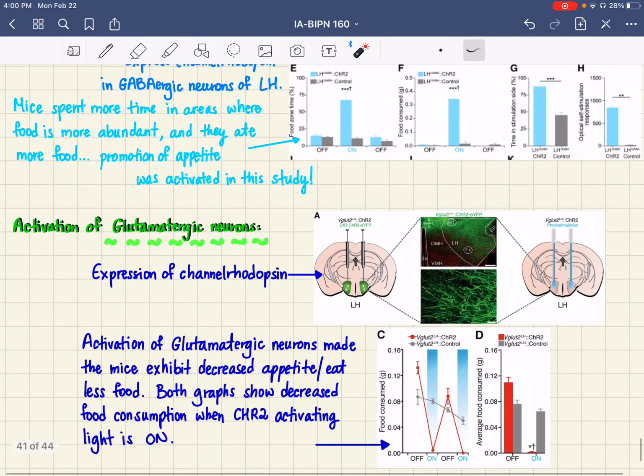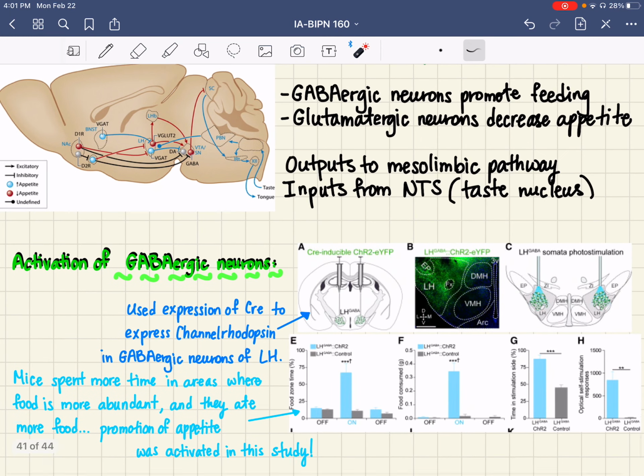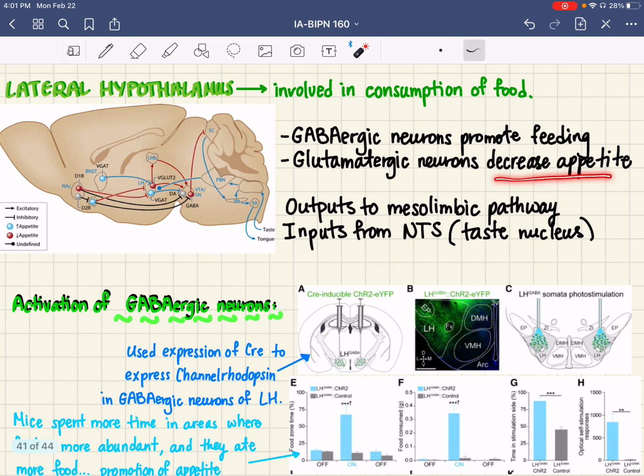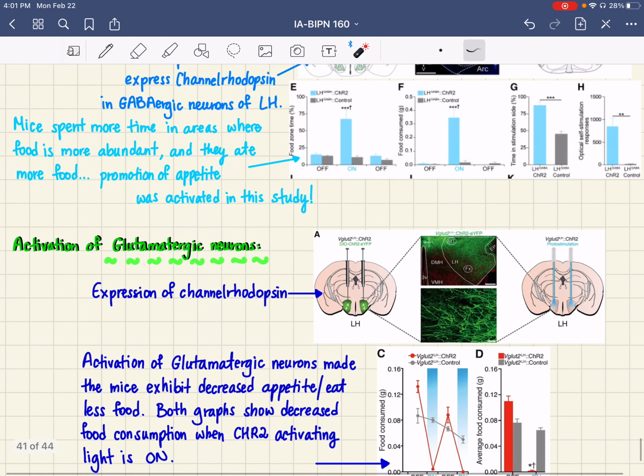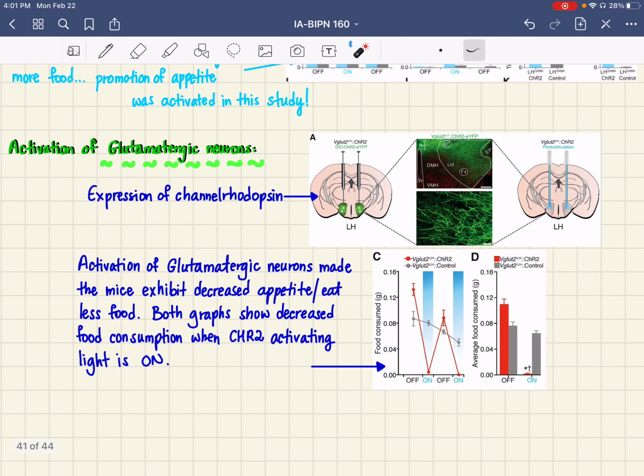Now, what if we activate the glutamatergic neurons? Looking back, the glutamatergic neurons were neurons that decrease appetite. So if we activate these neurons, then the mice will just decrease the amount of food that they are eating. And that's just an overview. Now let's go deeper into the experiment.